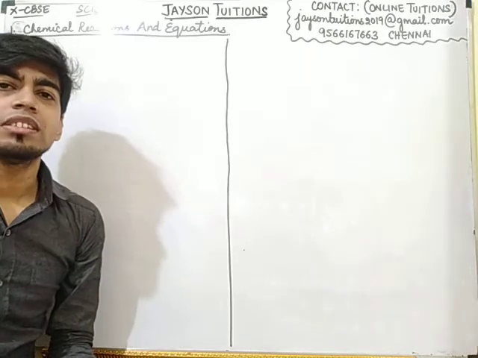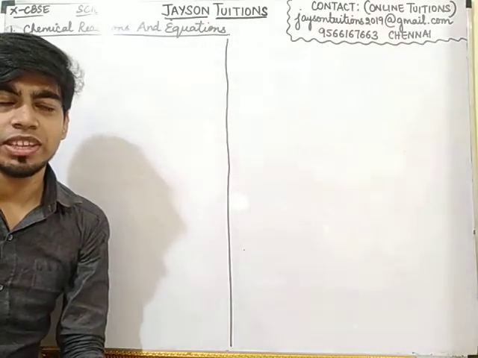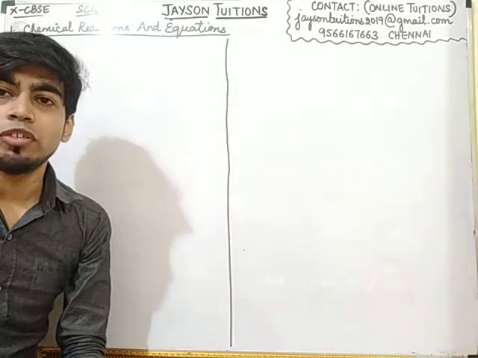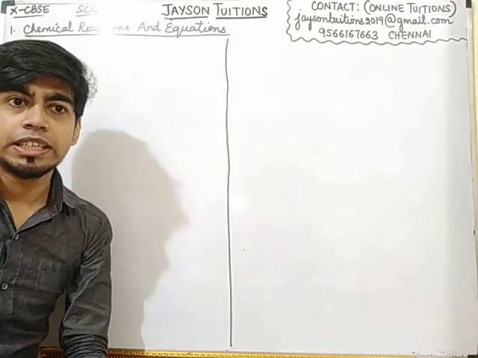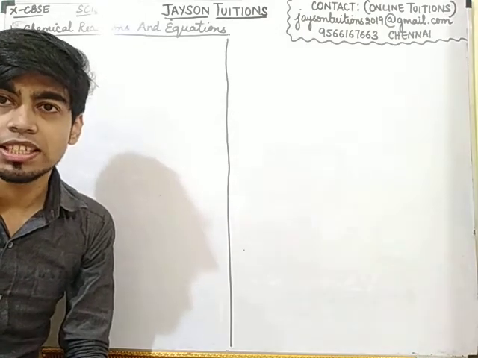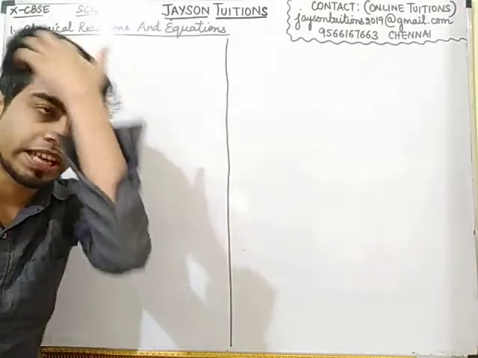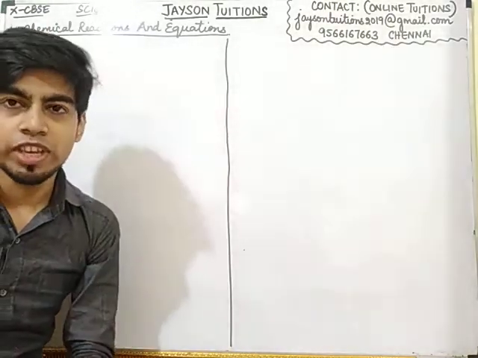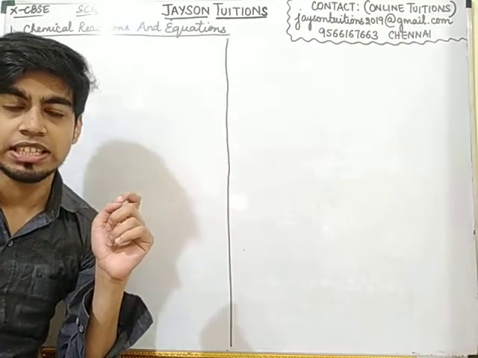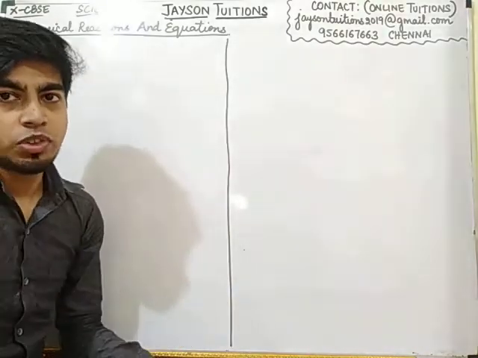Welcome back to Jason Tuitions. In today's class, we will continue with our chemical reactions and equations. In the last video, we discussed the types of chemical reactions. In that, we completed what is a combination reaction, what is a decomposition reaction, why decomposition reactions are called the opposite of combination reactions, and then the types of decomposition.